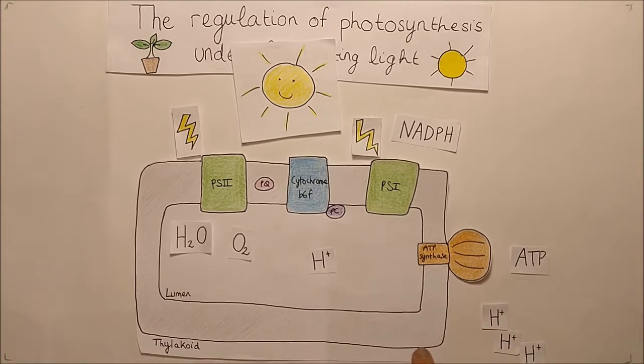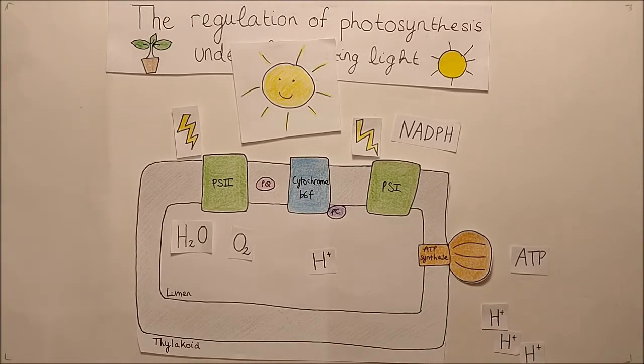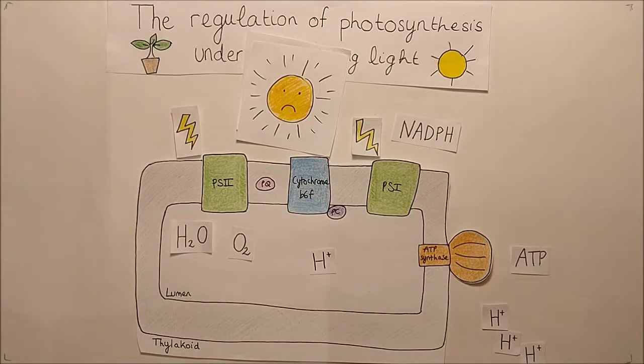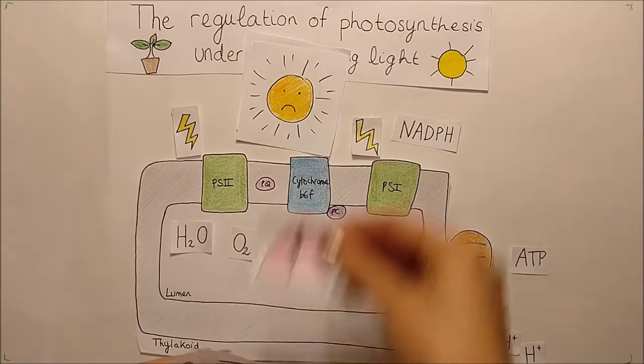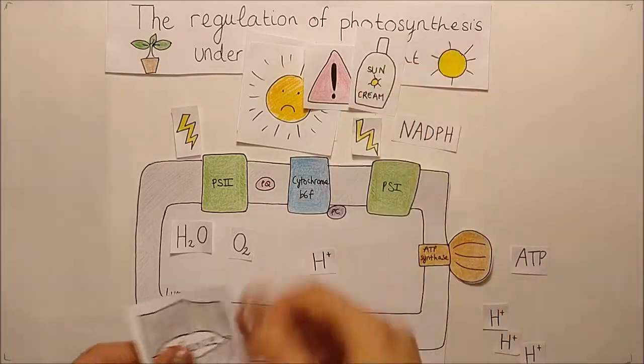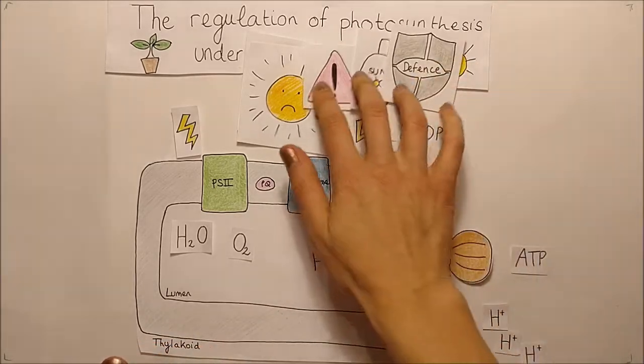So we've seen normal conditions. Let's now turn to intense light conditions. You've probably seen that when you are under strong light, your skin burns, and it's the same for plants. High light is dangerous. You have sun cream, and plants have their defense too.